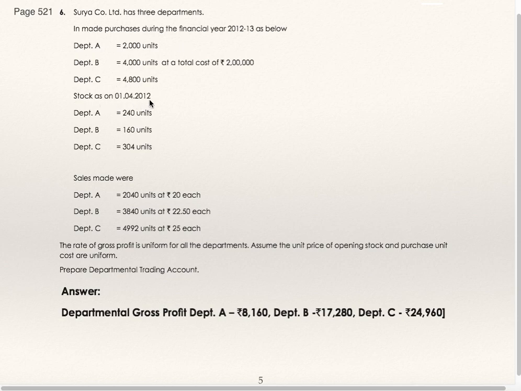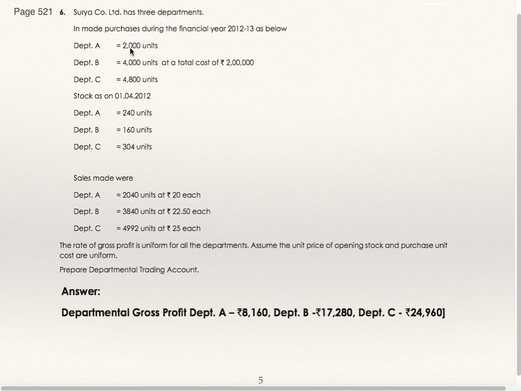Stock as on 1/4/12, this is the opening stock: Department A 240 units, Department B 160 units, Department C 304 units. Sales were made: A 2040 units at 20 each, B 3840 units at 22.50 each, Department C 4992 units at 25 each. The rate of gross profit is uniform for all the departments. Assume the unit price of opening stock and purchase unit cost are uniform. Prepare departmental trading account. It is similar to what we have done just now.